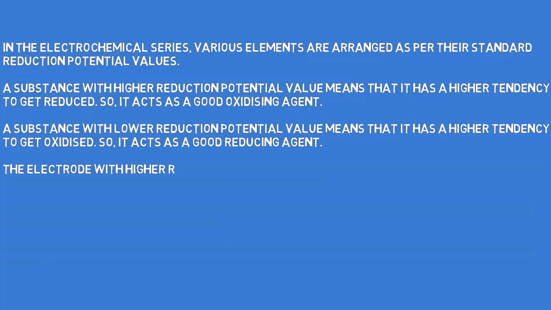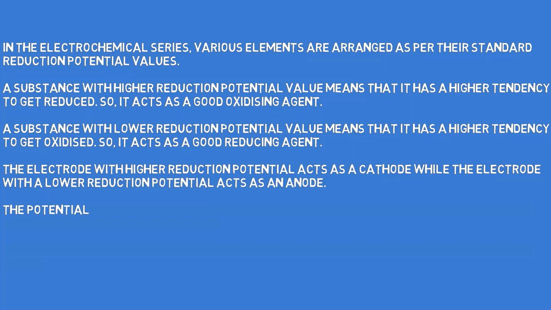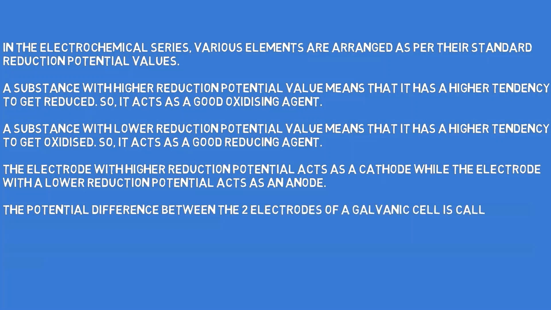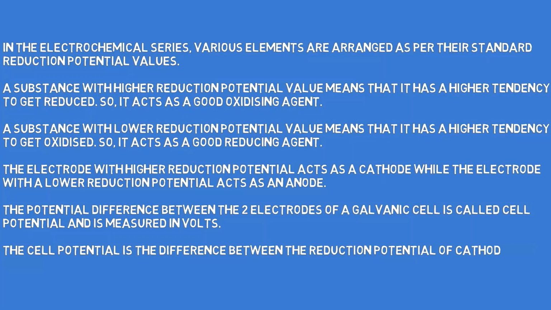The electrode with higher reduction potential acts as a cathode, while the electrode with lower reduction potential acts as an anode. The potential difference between the two electrodes of a galvanic cell is called cell potential and is measured in volts. The cell potential is the difference between the reduction potential of the cathode and the anode.